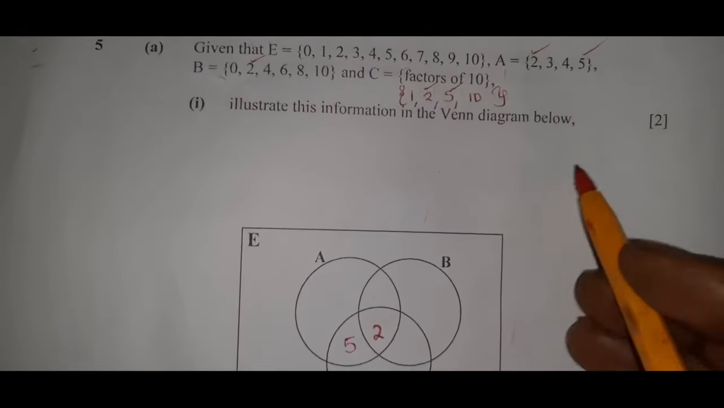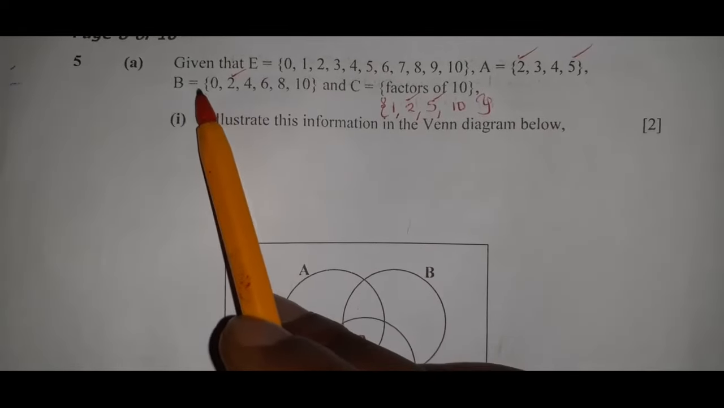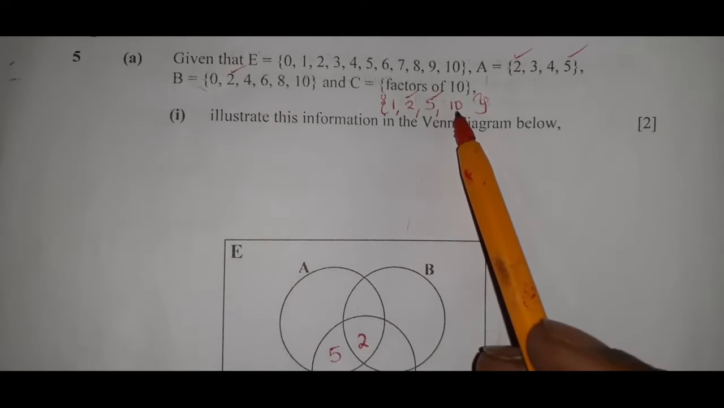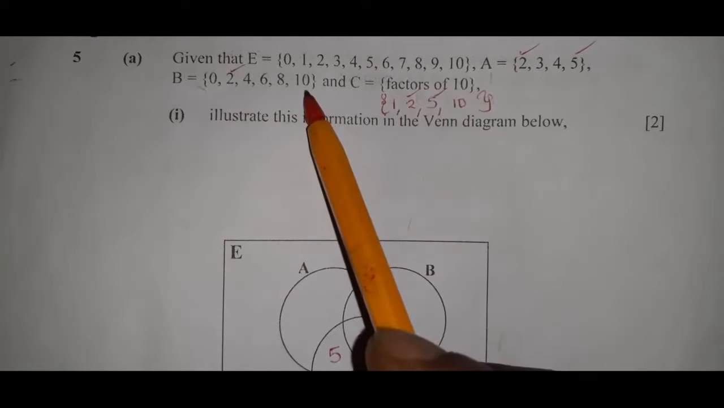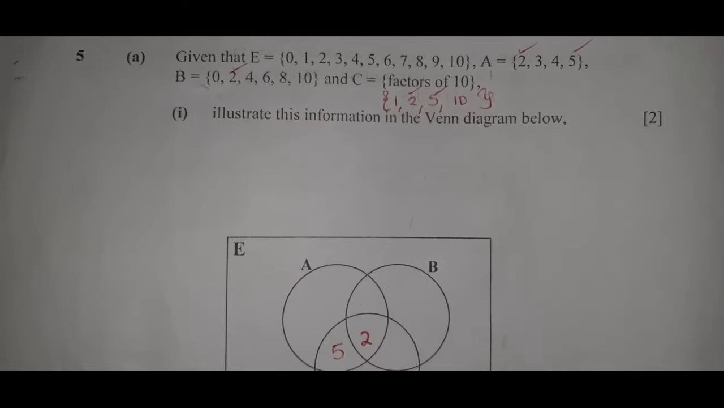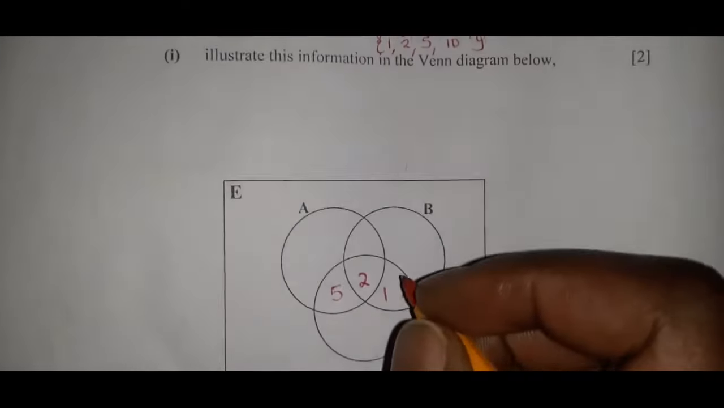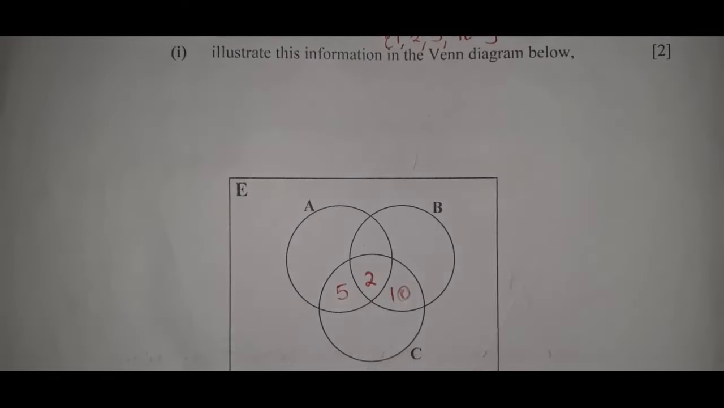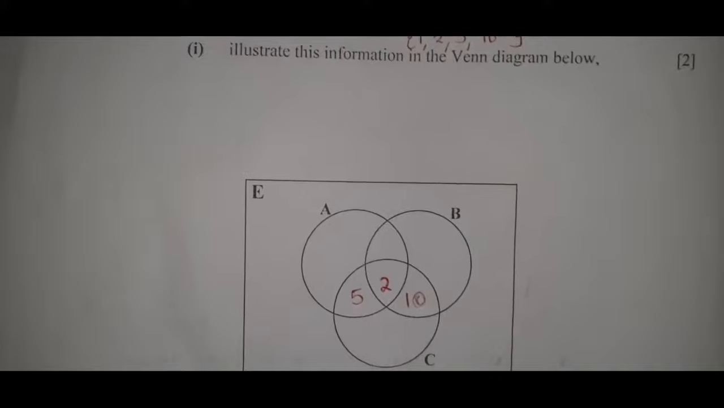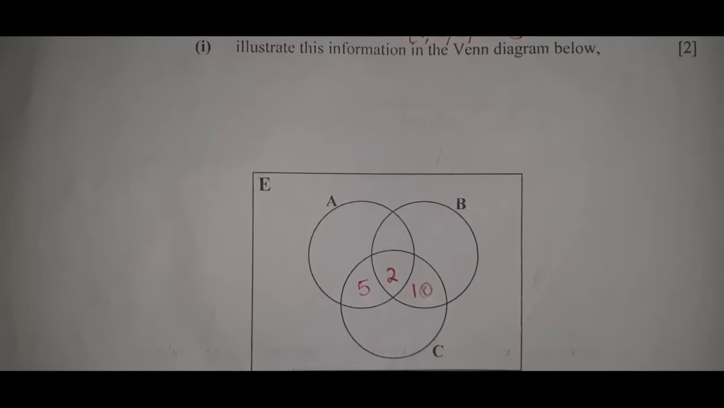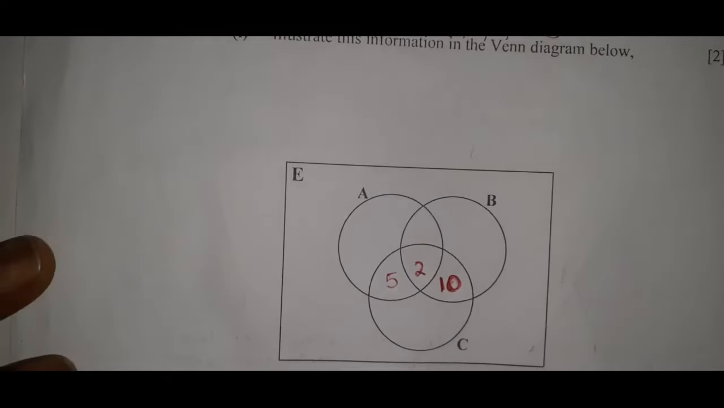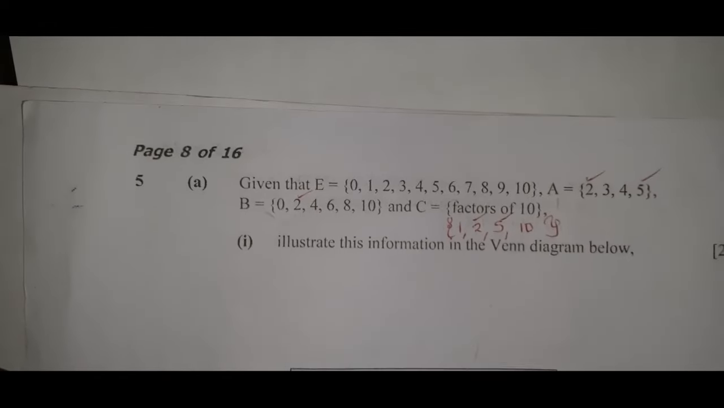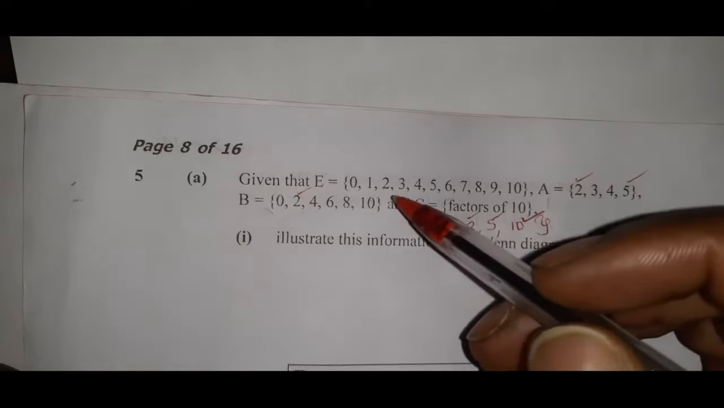Okay, so we can look at B and C. 10 is there. B and C, it's 10. B and C, we have 10. Okay, then 10 is also dealt with.